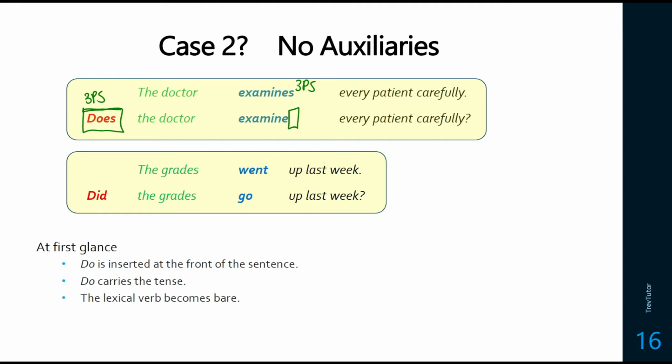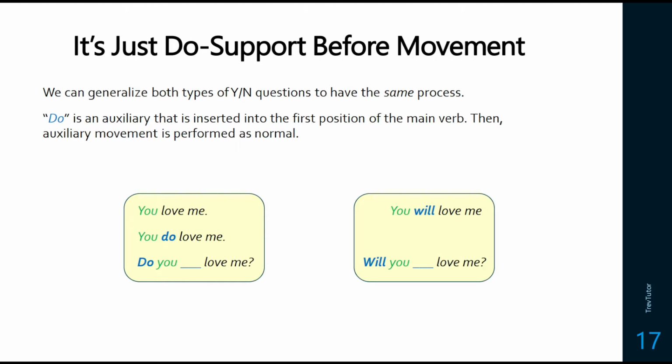Here's another one. The grades went up last week. So when we want to make a question, we would say, did the grades go up last week? So we insert do at the front. We notice that went is past tense in the original sentence. So do is going to take past tense. And then go is just going to be in its bare form. So at first glance, it looks like we have do insertion, we have some tense changing, and then we have some verb changing. But I want to tell you, that's not actually what's happening.